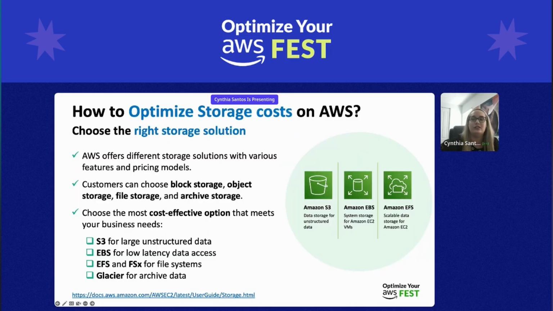The first strategy that I have for you today is all about making the right storage choice. It's very important to understand that AWS has different types of storage options, and choosing the best one is key when you want to meet a balance of cost and performance. We have block storage, object, file, and archive, and each of them has different features and pricing models. So let's go through some examples. We have S3 for large unstructured data. If you need low latency access to data, you're going to select EBS. Then we have file systems. We have EFS and FSx, depending on your business and your operating system. And then Glacier for archive data. Choosing the right storage option is about finding a balance of cost, performance, durability, and availability.